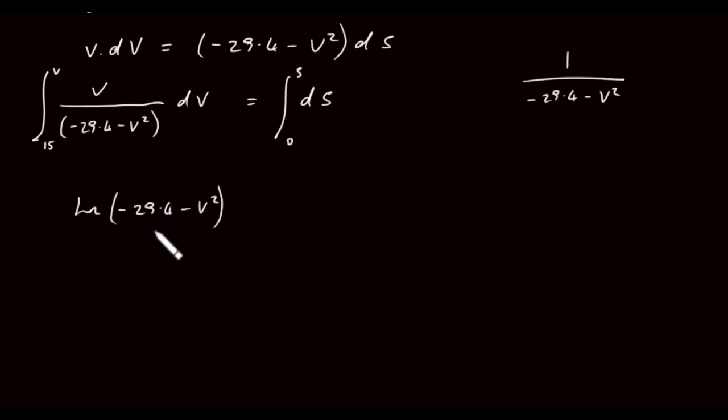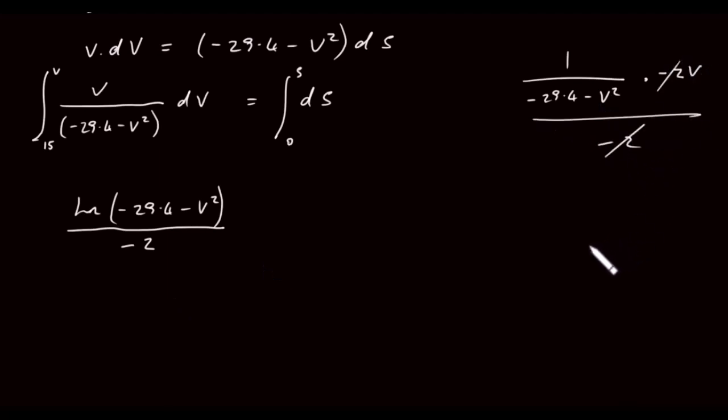So if you differentiate what's in here, you'll end up with an extra minus 2v. So we don't want minus 2 there. We only have a v up here, so we need to get rid of that minus 2. So what we need to do here is just divide by minus 2, and that will give us all of this divided by minus 2, which will give us what we're looking for. Okay, so that's really it by inspection.